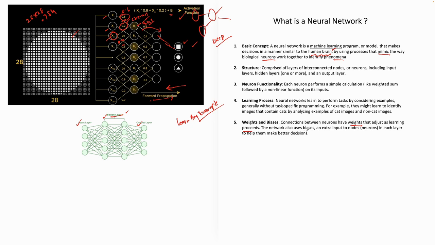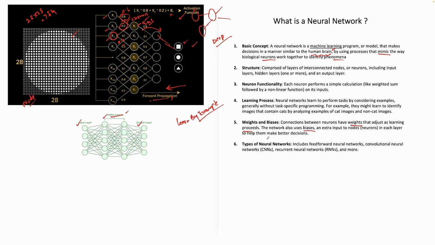The network also uses biases. Biases are something like B1, B2. These are the biases, and biases are nothing but an extra input you're giving to the node. Remember, there's another word for neuron. We call it a node. A neuron is also known as a node, right? In each layer, biases help them make better decisions. So remember, there's a concept of weights and biases, and these lead to an activation function, which decides whether this neuron gets activated or not.